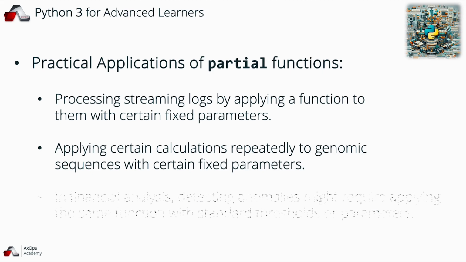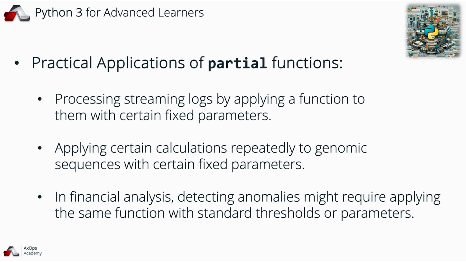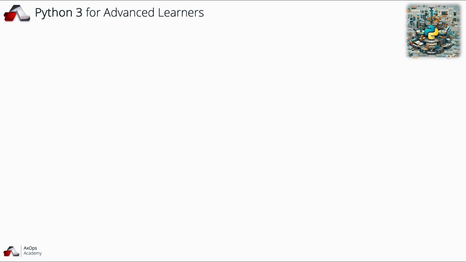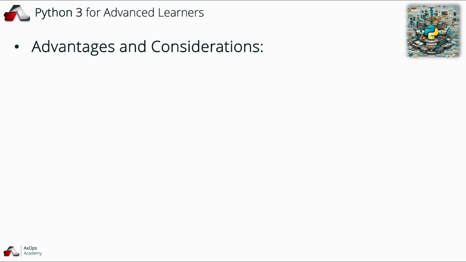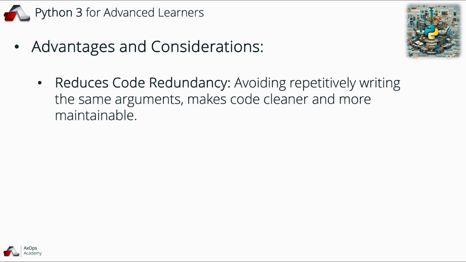And finally, in stock price anomaly detection, or in financial analysis in general, detecting anomalies might require applying the same function with some standard thresholds or parameters. Partial functions can make these operations more efficient and readable by fixing arguments that need not be repeated in multiple calls. Some of the advantages of using partial functions include reducing code redundancy.